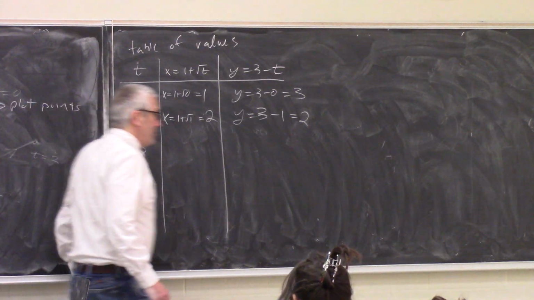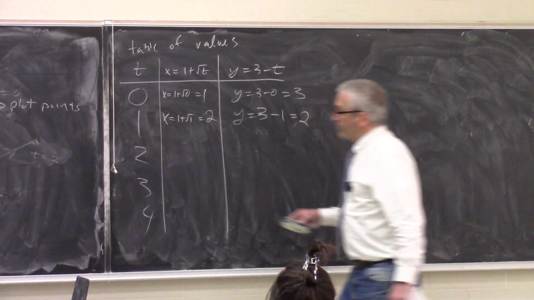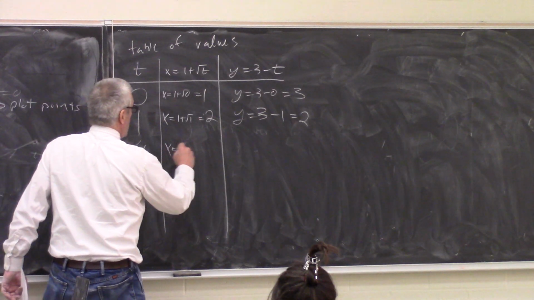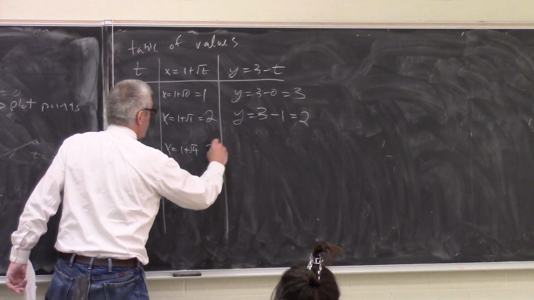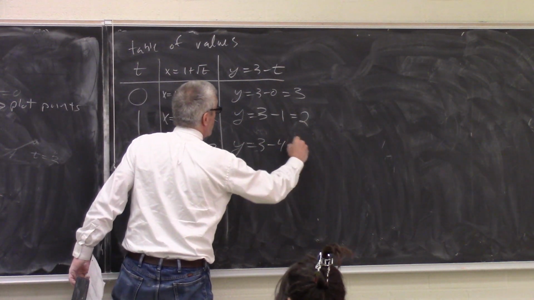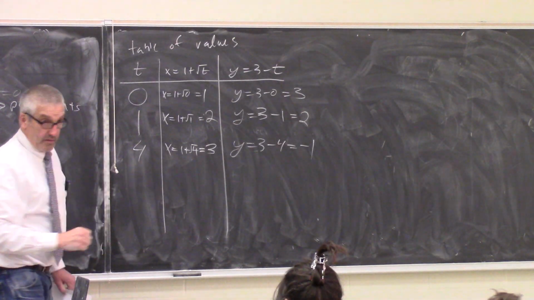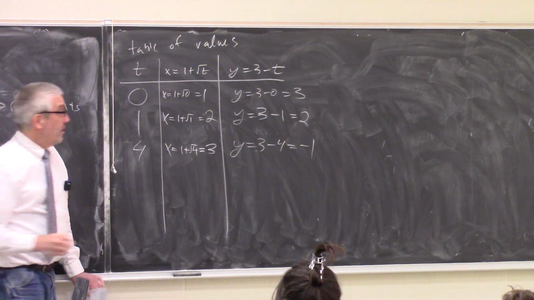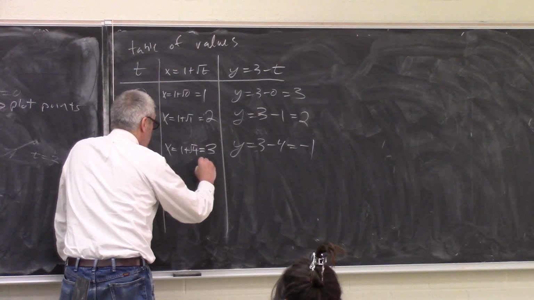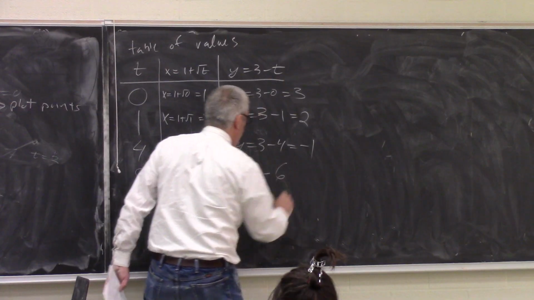So let's just redo our table. Our job is just to make a graph, so let's make it easy on ourselves. When time is 4, then x is 1 plus square root of 4, that's going to be 3. And y is going to be 3 minus 4, that's going to be minus 1. What's the next convenient value of t? 9. So in this case, x is going to be 1 plus 3, that's going to be 4. And y is going to be 3 minus 9, that's going to be minus 6.